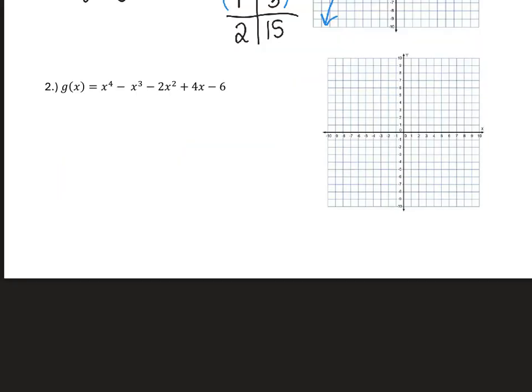X to the fourth. Let's start by identifying our end behavior. So this is standard form. It will be even with a positive coefficient. So what are my ends going to look like? Up, up, right? So on either side, our arrows will be like this, okay?